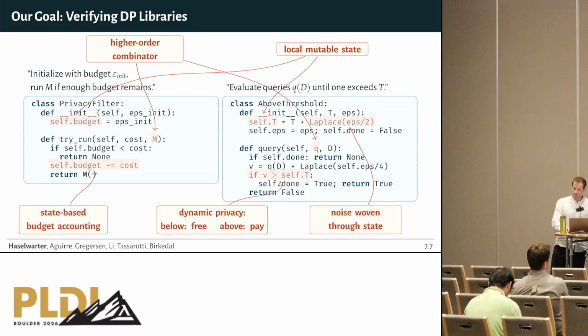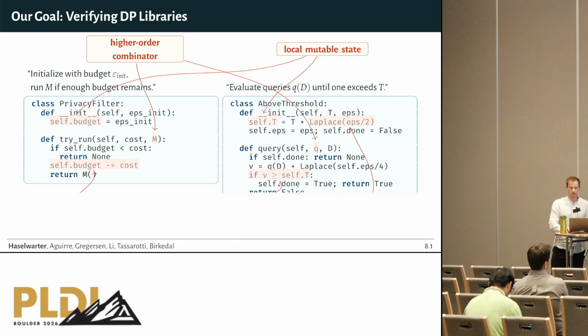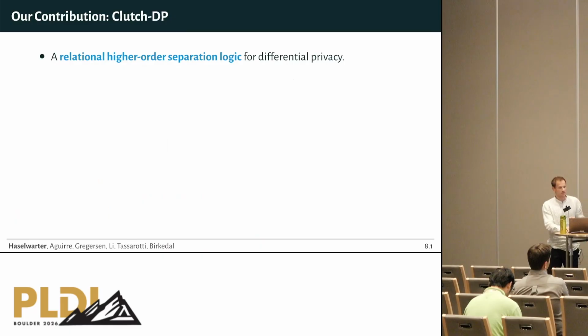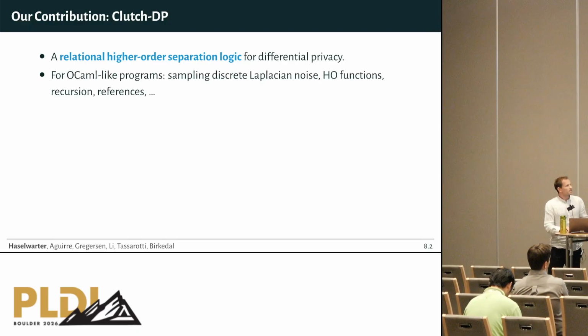So that was our motivation to develop ClutchDP, which is a relational higher order separation logic for proving differential privacy. I've been showing you Python code, but really we work with more of an OCaml-like language where we support sampling from the discrete Laplacian distribution. We have higher order functions, arbitrary recursion, references, etc.